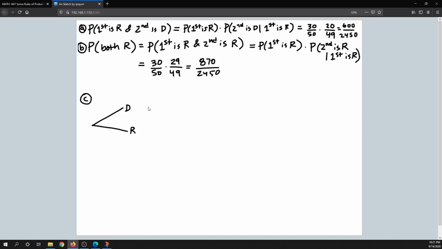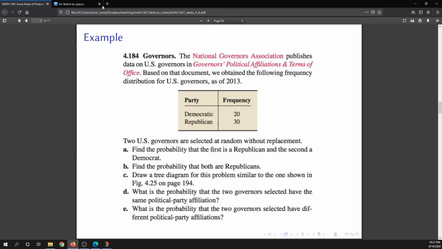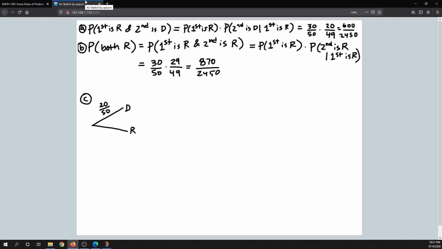And then what I want to do is calculate the probability of that. So the probability of a Democrat would be 20 over 50, I think that's right. And the probability of a Republican would be 30 over 50. So I just draw the probability here. All right, and then in the next stage, I can do that again. So this shows the second stage.